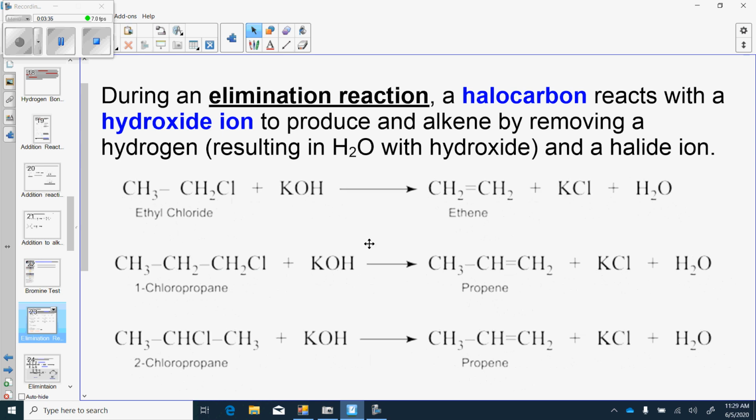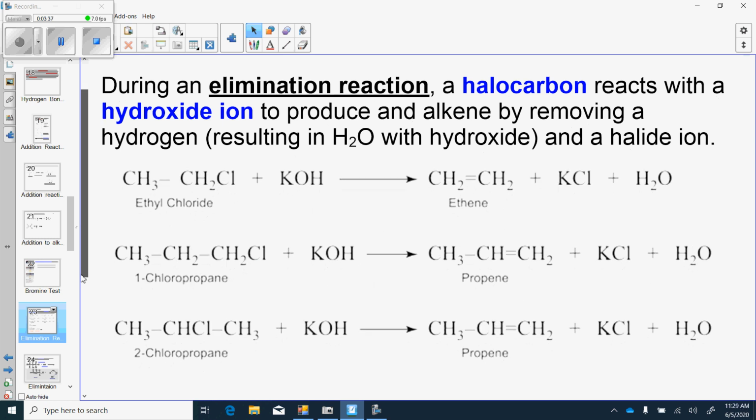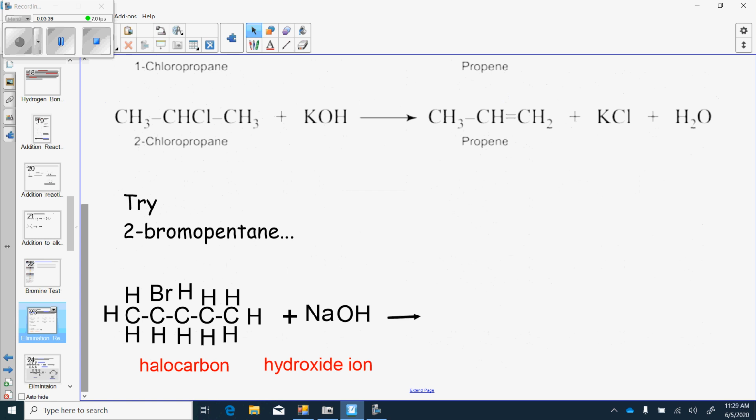It's a little tough to see with these, so let me jump down here and I'll show you an example. So we can move around these parts. Here we have 2-bromopentane. So we have a halocarbon. There's our bromine. We have hydroxide ion. It's coming to the party with sodium, but as soon as it gets into the water, they break up into their ions. So what's going to happen here? Well, this is where elimination happens, we eliminate the Br, but at the same time, we eliminate an H. Now, they're not going to hang out together, but we do eliminate both of those things.